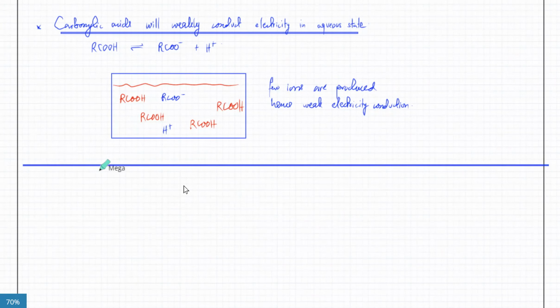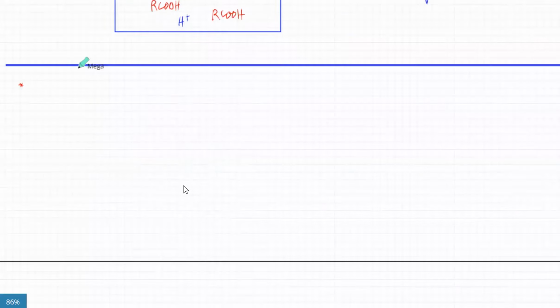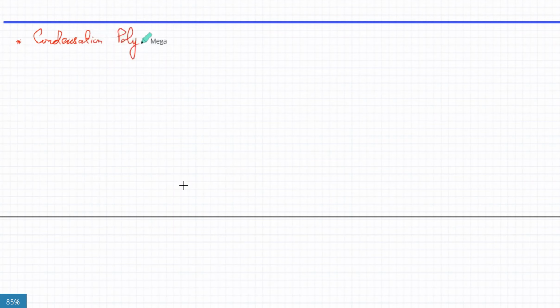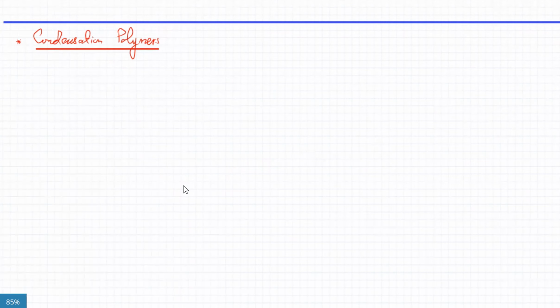condensation polymers. Okay, this is one of the favorite topics, but most of it is just, I mean, you just have to remember three things about this. Now, what is a condensation polymer?